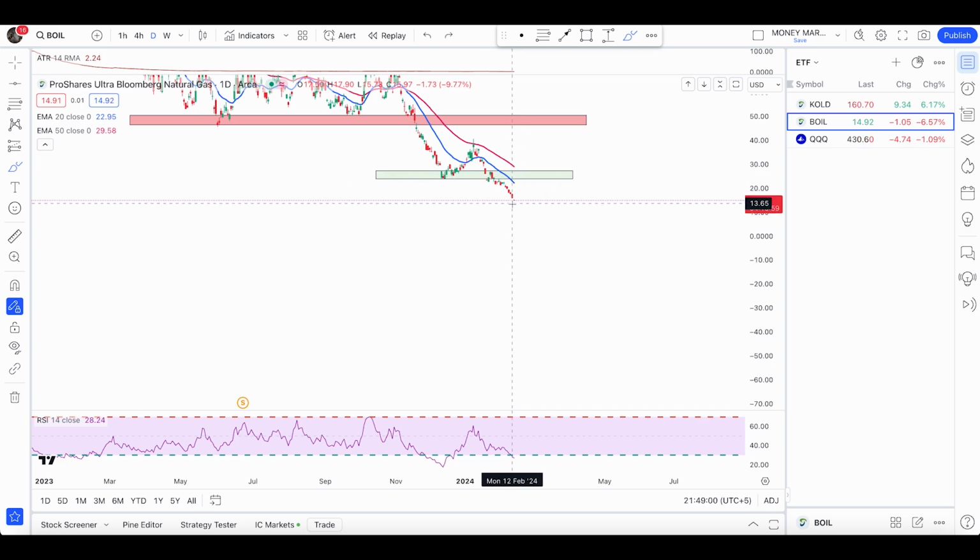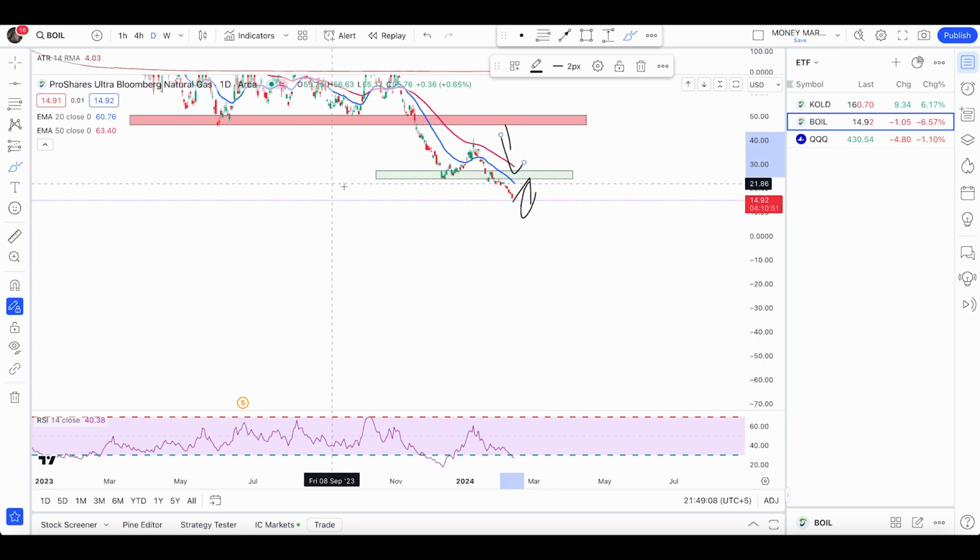For now, for the pullback entry, a pullback with bearish engulfers below the 50 EMA, we're only going to take sell trades. At this point, we are strongly bearish for oil and bullish for gold. So that's it for commodities and ETFs.